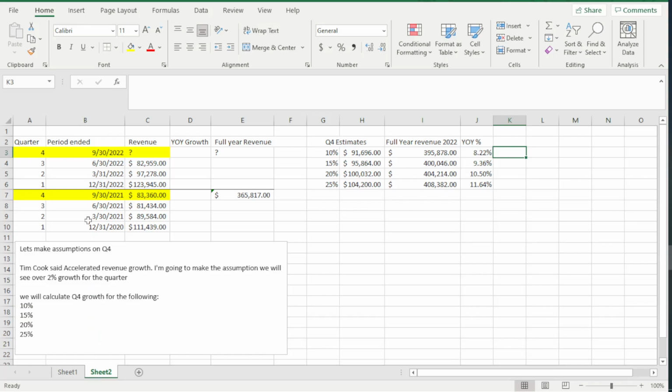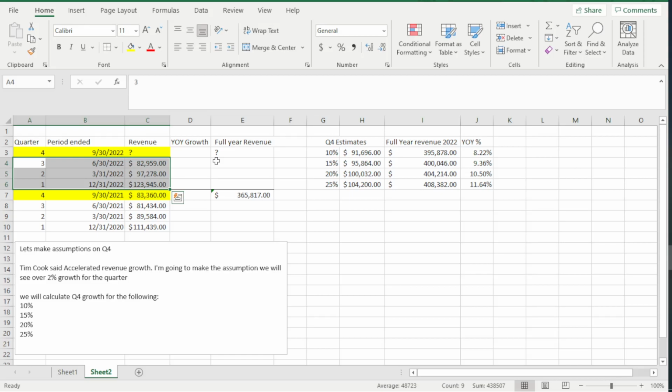Right here, I'm breaking this down into quarters. Here we have 2021, 4 quarters of data. Here in 2022, we actually have 3 quarters of data. Remember, the most recent quarter that we reported was Q3 for Apple.